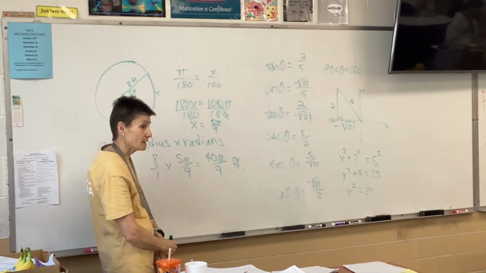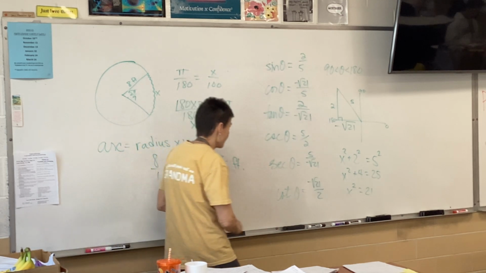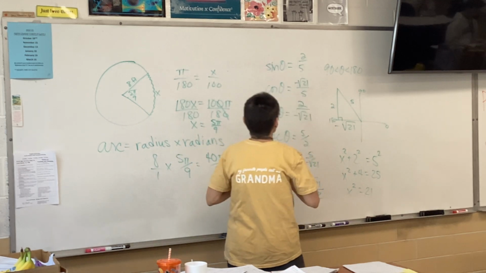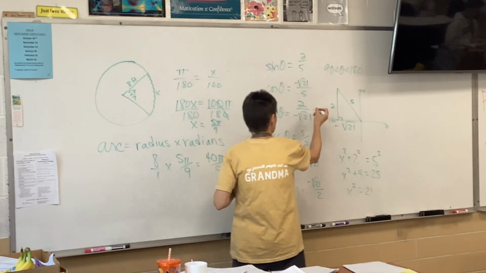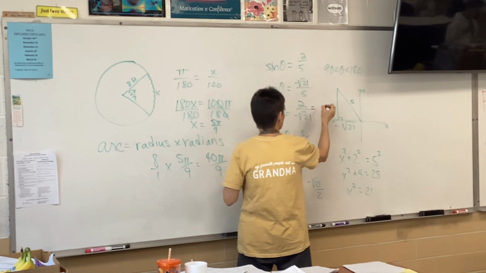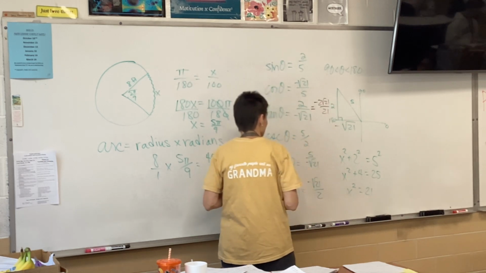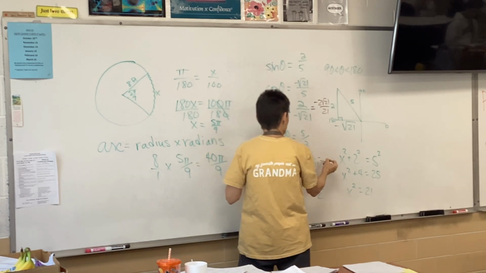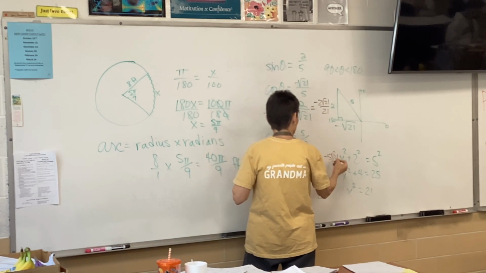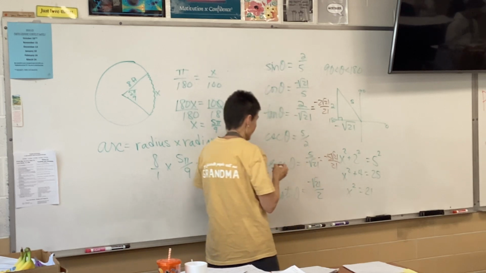I will be cleaning that up now. So let's see. This one has to become negative 2 root 21 over 21. Negative 5 root 21 over 21. And that's it. The rest of them are all good.